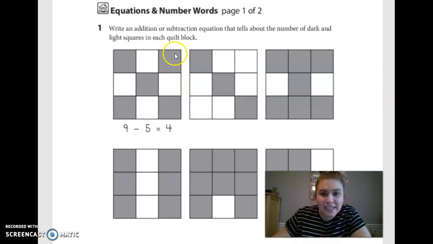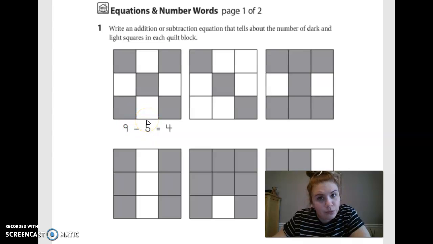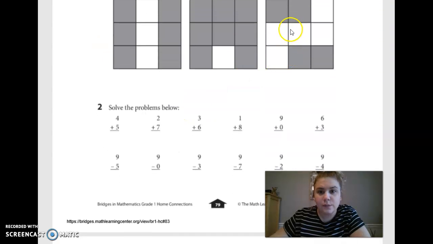So what they did is they took how many in total? There is 1, 2, 3, 4, 5, 6, 7, 8, 9 in total. They subtracted how many gray and found out how many white there are. You can make addition or subtraction equations for each one. So for this one, you could technically do 5 plus 4 equals 9, but they decided to do a subtraction. Remember when you do a subtraction equation that the largest number always comes first. That's what all 6 of these are.